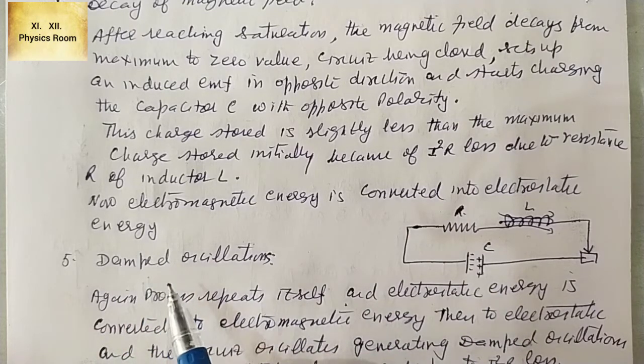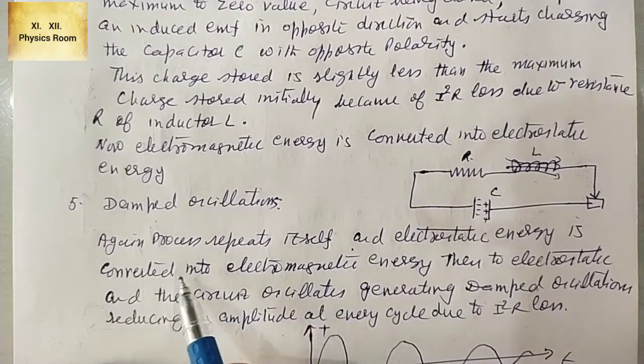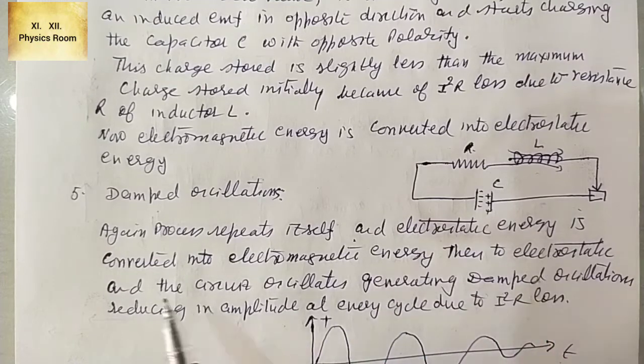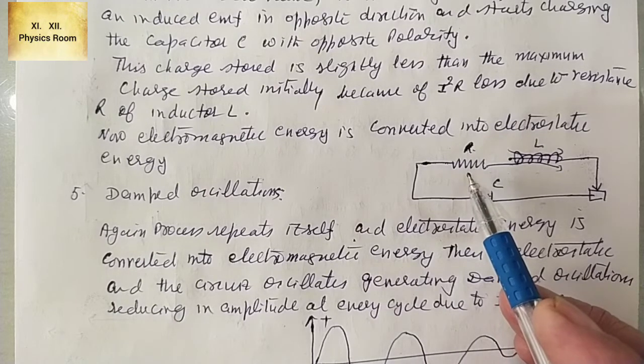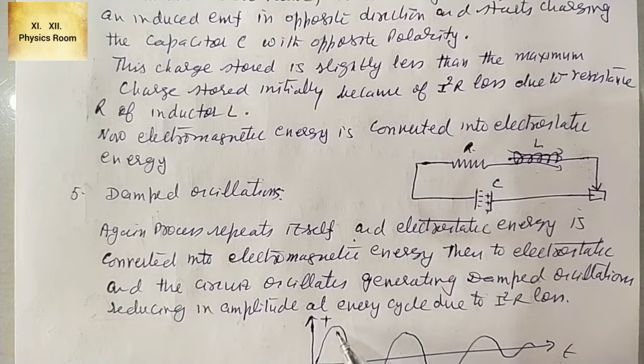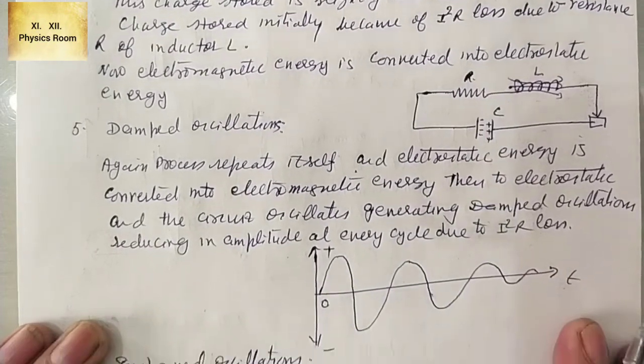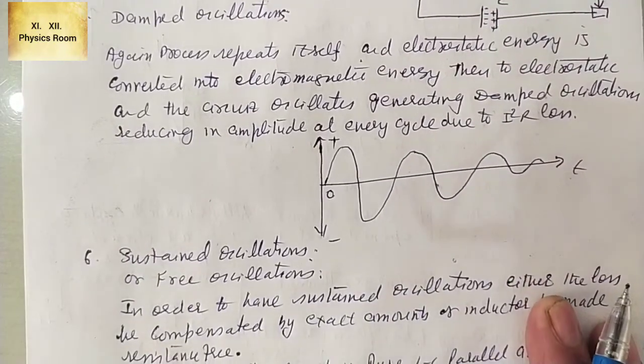Now fifth point, damped oscillations. Again, the process repeats itself and electrostatic energy is converted into electromagnetic energy, then to electrostatic, and the circuit oscillates, generating damped oscillations, reducing in amplitude at every cycle due to I square R loss. Here the amplitude is this much, here this much, here this much. So it is reducing with time.